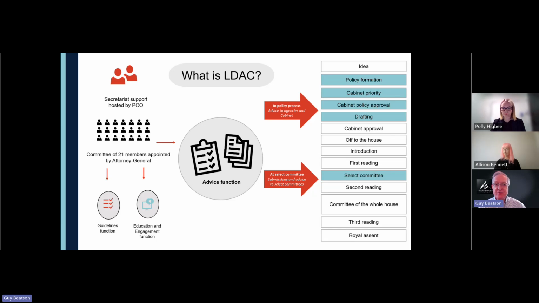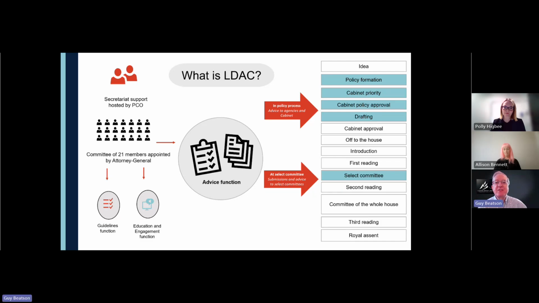LDAC has three functions. We publish and maintain the legislation guidelines and supplementary material, some of which we'll talk about today. That's the government's handbook for good legislative design. The most recent edition was updated in 2021, but the guidelines have a decades-long history and are a direct successor of the Legislation Advisory Committee guidelines. We carry out education and engagement activities, like this session today, but also by department and by issue.